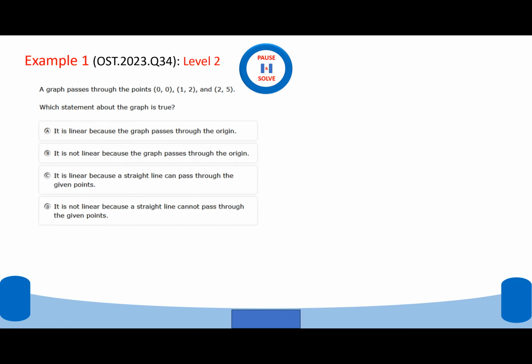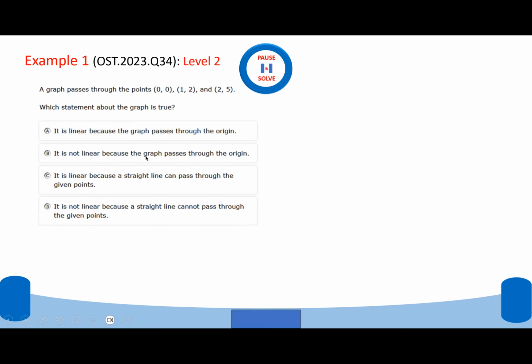Example number 1. A graph passes through the points 0, 0, 1, 2, and 2, 5. Which statement about the graph is true? It's linear because it passes through the origin. It's not linear because it passes through the origin. It's linear because a straight line can pass through the given points. It's not linear because a straight line cannot pass through the given points.